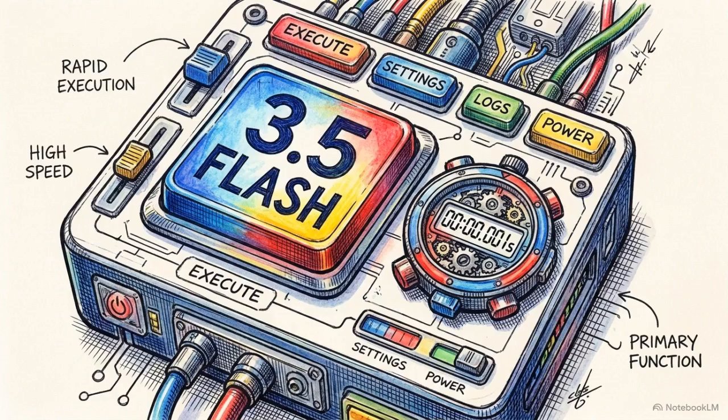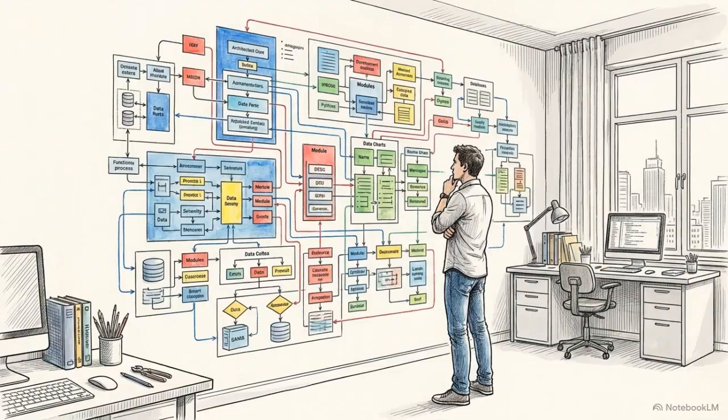Your rule of thumb is simple. Default to Flash for speed, and only pay the latency tax of the Pro model when the task demands heavy thinking rather than repetitive doing.